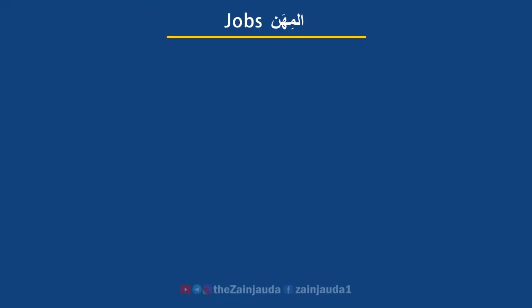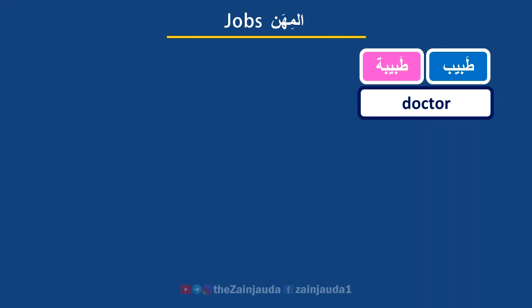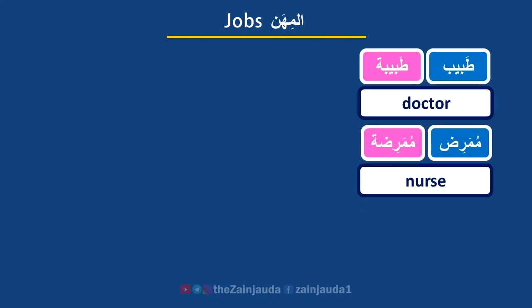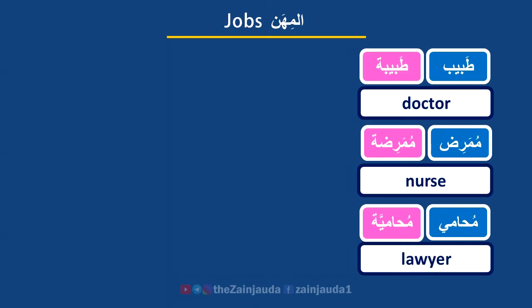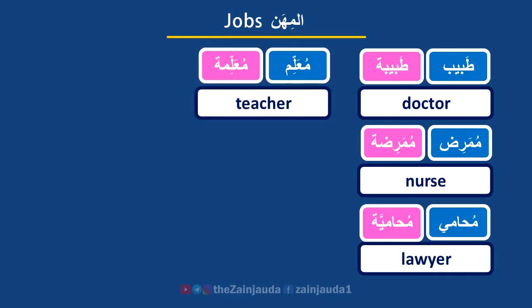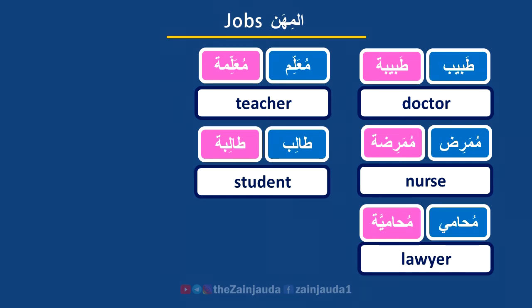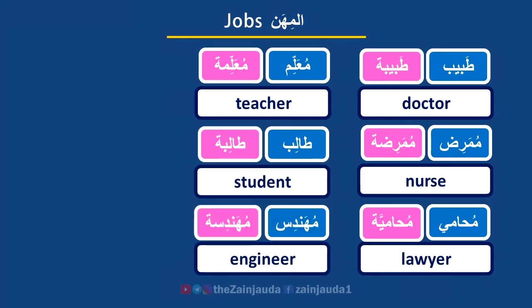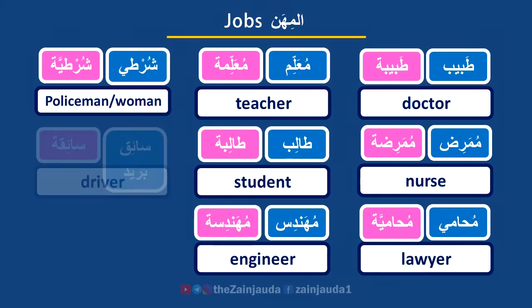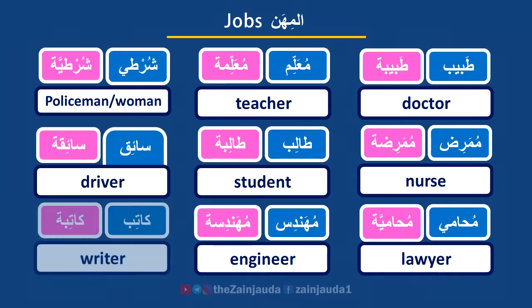Arabic jobs are very good examples of feminine with ta al-marbuta because all feminine jobs are derived from masculine ones by adding ta al-tanith al-marbuta. I will mention here some examples to practice and leave you another group at the end of the lesson. طبيب طبيبة ممرض ممرضة محامي محامية معلم معلمة طالب طالبة مهندس مهندسة شرطي شرطية سائق سائقة كاتب كاتبة.